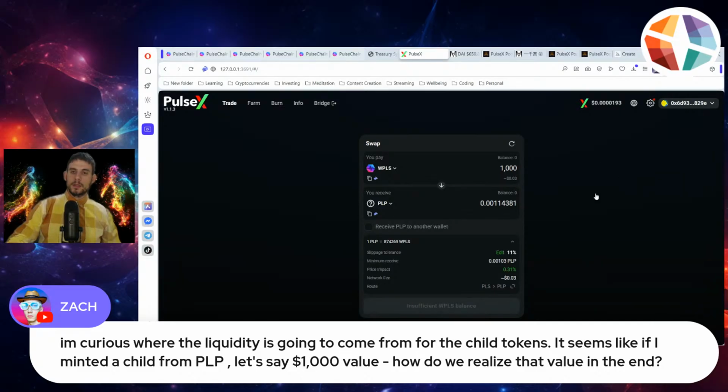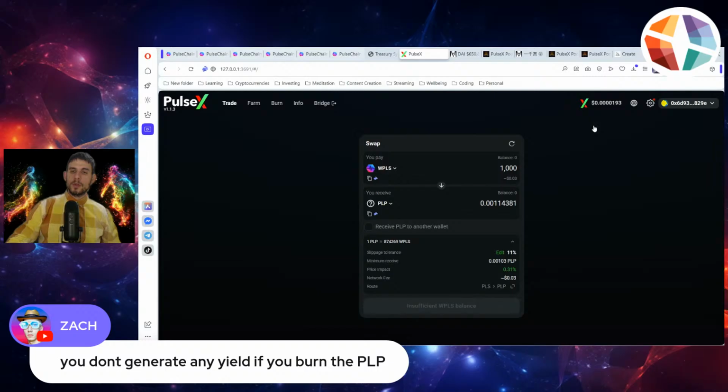Let's go back. You don't generate any yield if you burn the PLP to mint the child. Yeah, I got what you're saying. That's definitely something to contemplate. You don't generate any yield. Interesting. Well, I guess this is where the Lao tokens come into it, right?